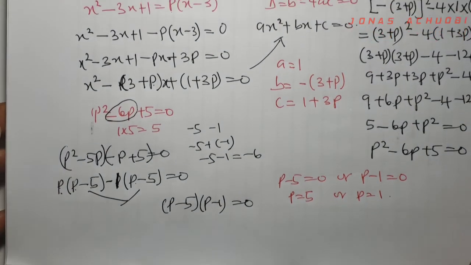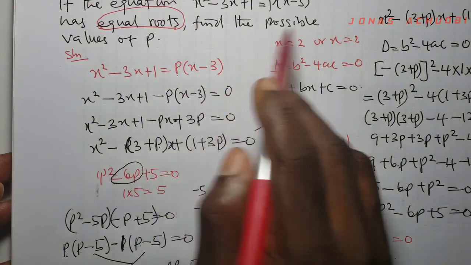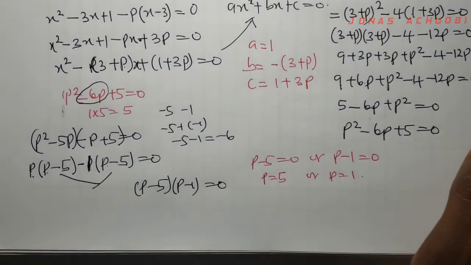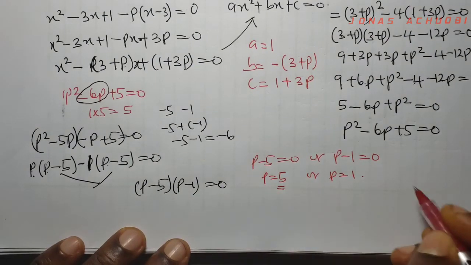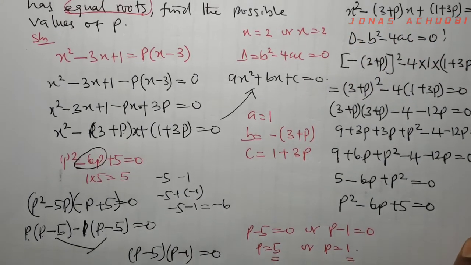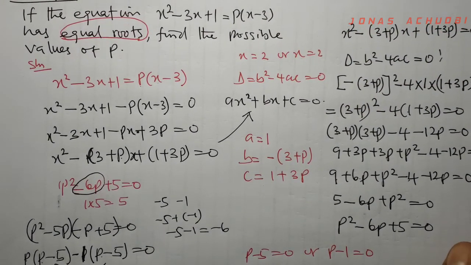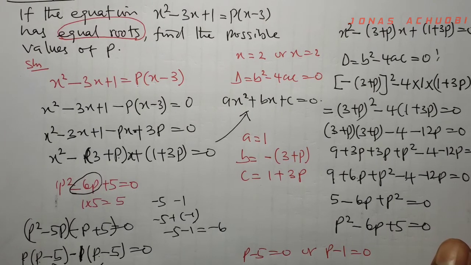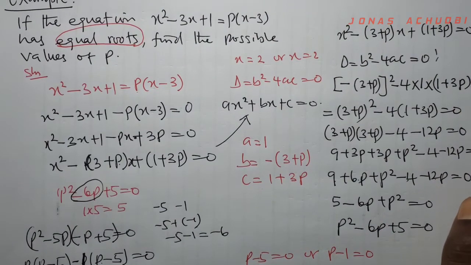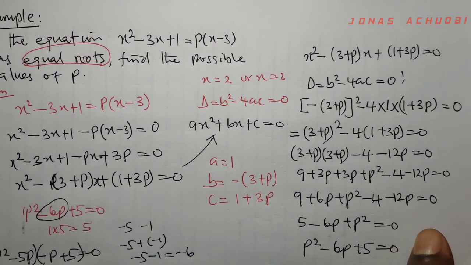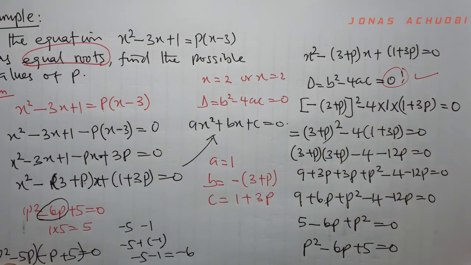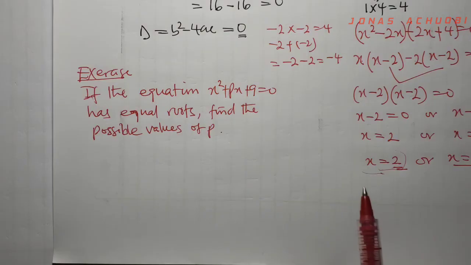So the question said we should find the possible values of p. From what we've done, the possible values of p are p equal to 5 or p equal to 1. All we've done in this problem is to employ the idea of the discriminant of our equation. We're told that the equation has equal roots, and we know that if a quadratic equation has equal roots, then we're guaranteed that the discriminant of that equation must be 0. From this, we're able to sort the problem out.